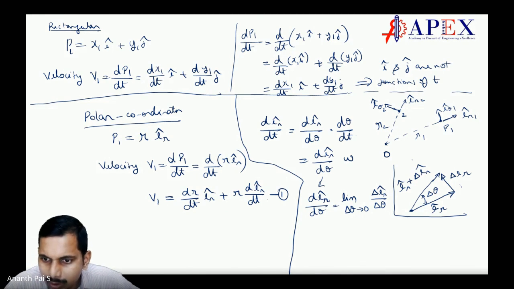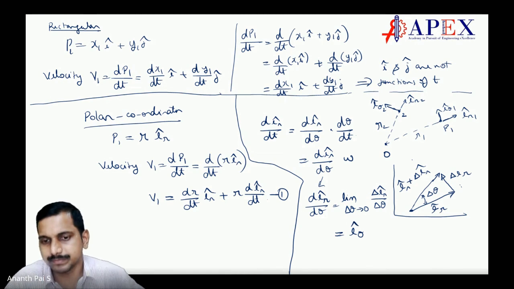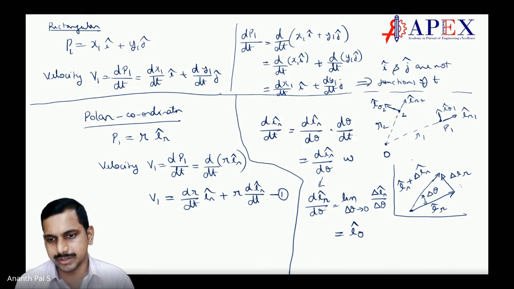So what will happen when delta theta tends to 0? Which direction will delta er have? Can you tell me? The direction that it will have is e theta. Make sense? Make sense, students?